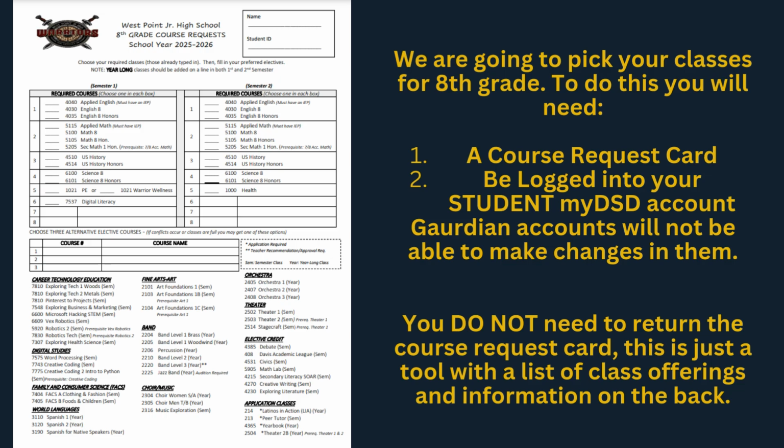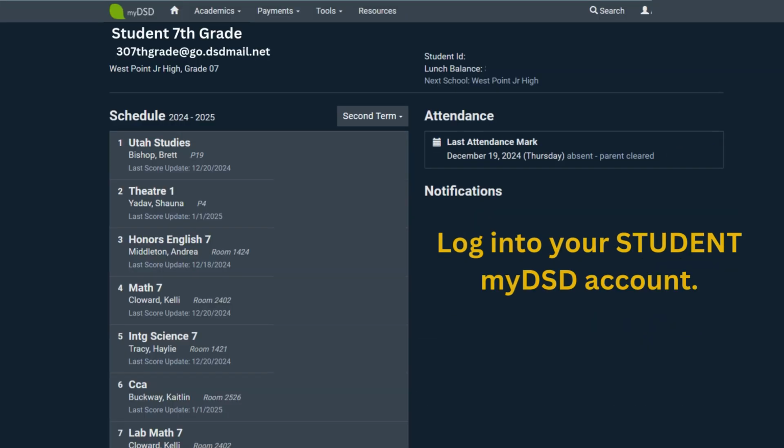Some items you're going to need are a course request card, and you need to be logged into your student myDSD account. Guardians, you can see what your students do in their account, but you are not able to make changes unless you're logged into theirs. You do not need to return your course request card. That is a tool to help you put things in the computer. But by putting them in the computer, you will all be registered and your course request will be done for 8th grade. So first you're going to log in to your student myDSD account.